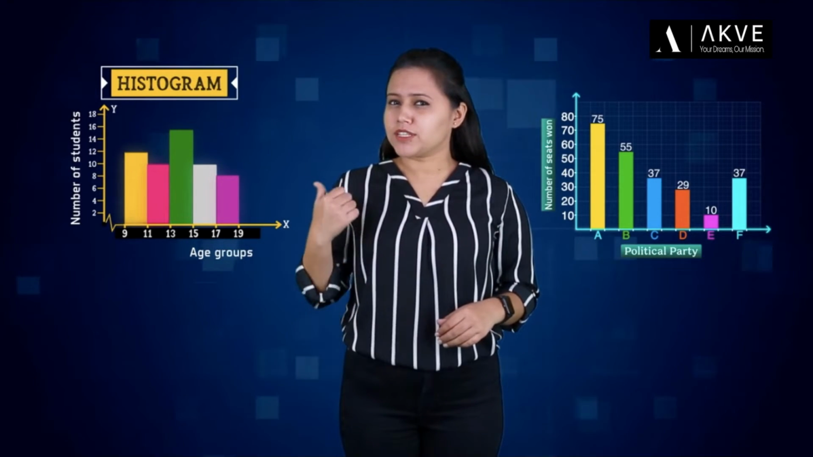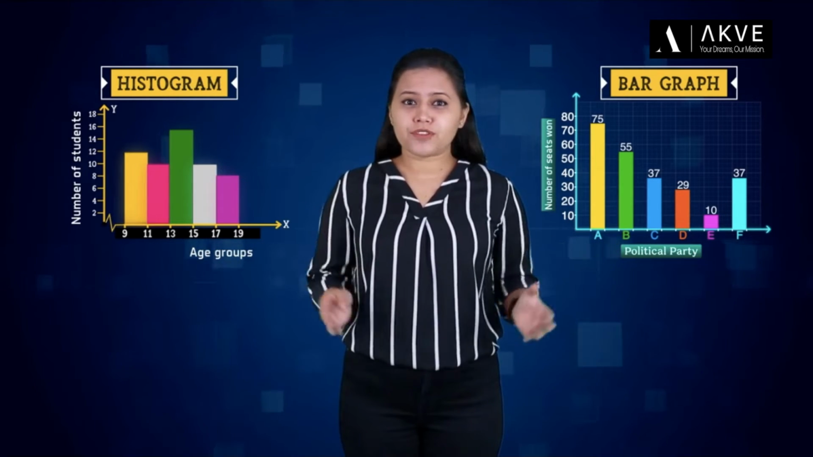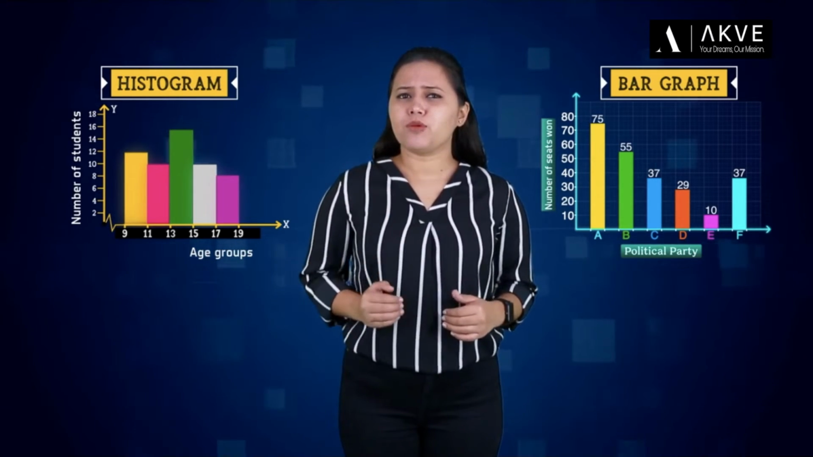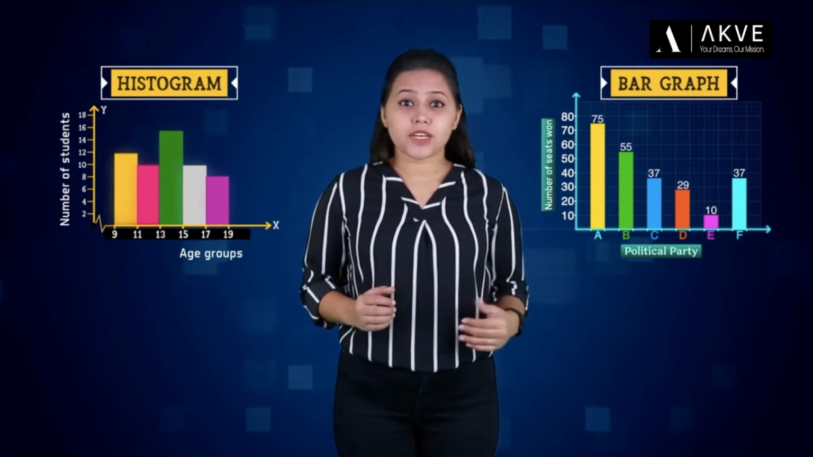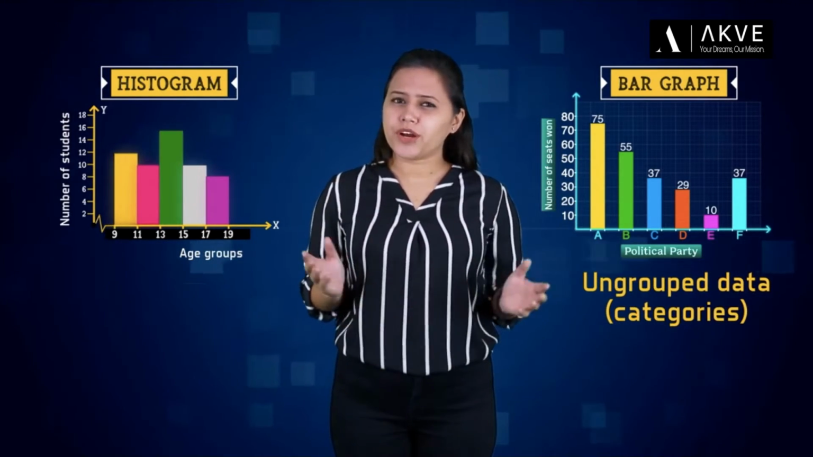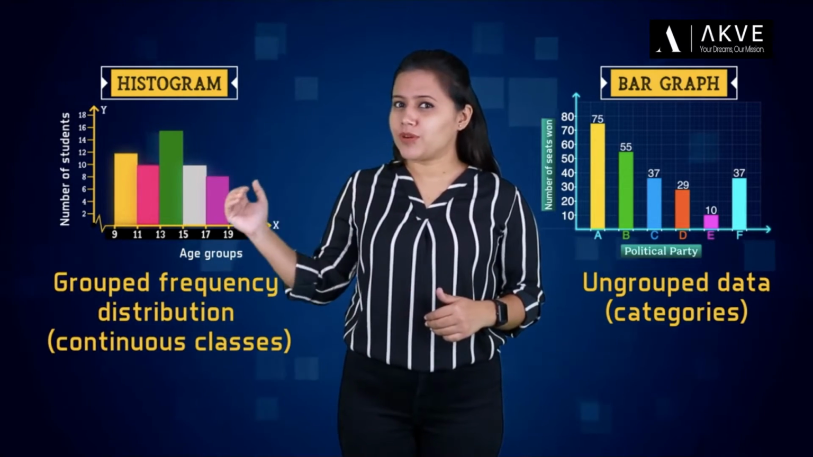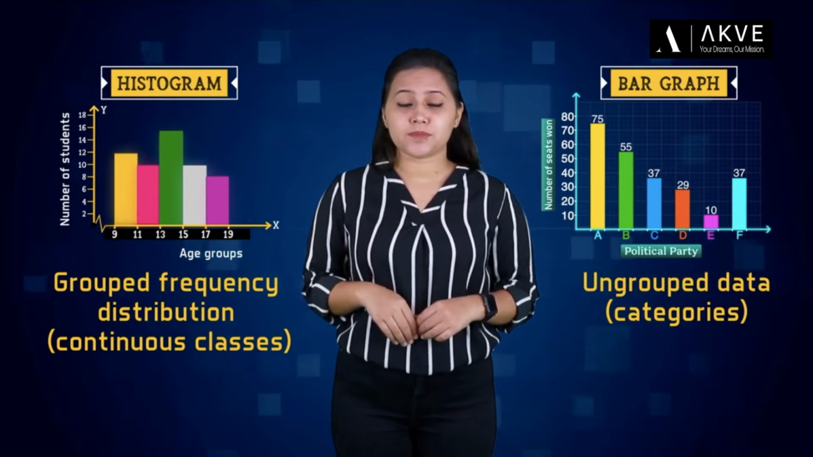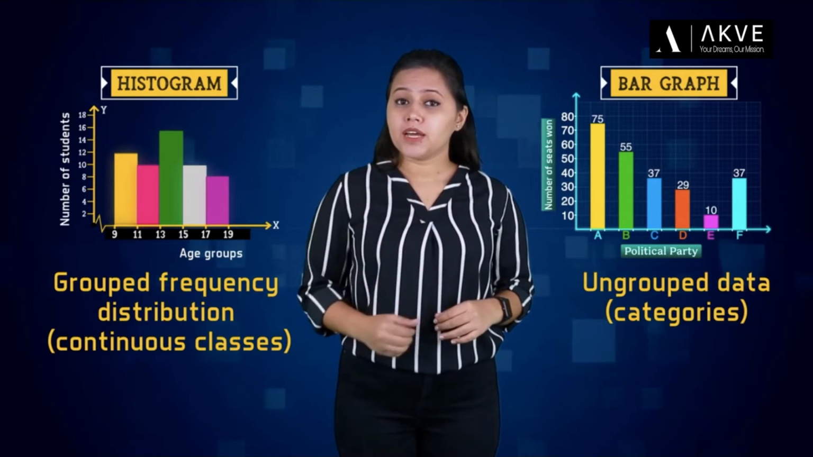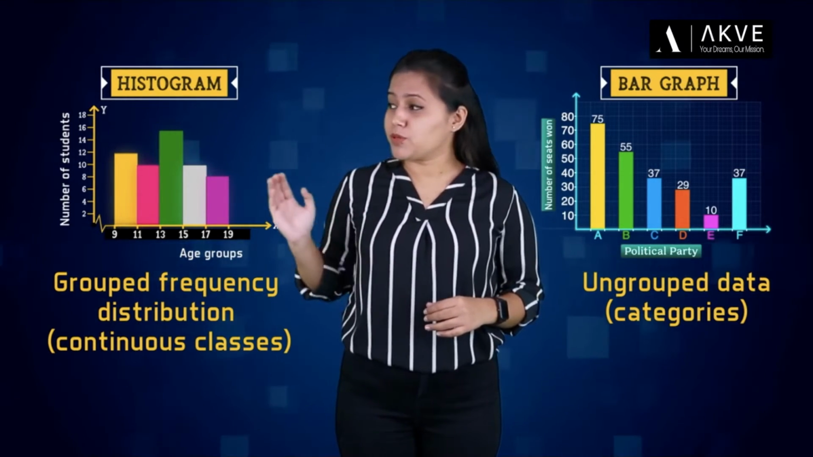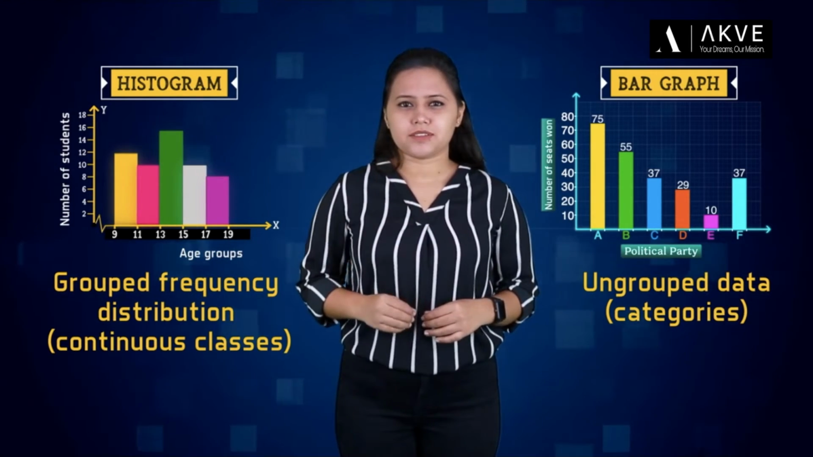Looking at the histogram for this data and the bar graph for the previous one, we may say that both of them look similar. But it is important to understand the differences. Bar graphs are used to represent ungrouped data that are spread over categories, whereas histograms are used to represent group frequency distribution with continuous classes, which is why the bars in bar graphs are equally spaced. But in histograms, there is no space between the bars, so as to accurately represent the continuity of the dataset.